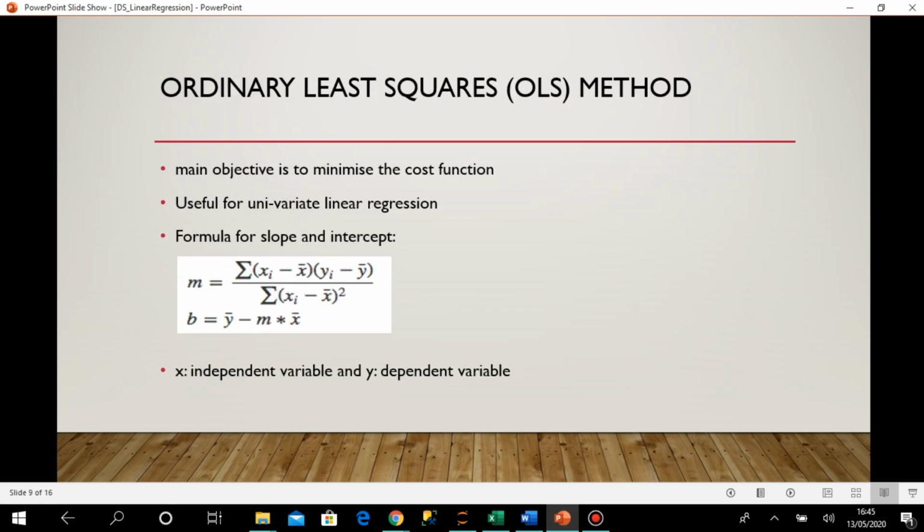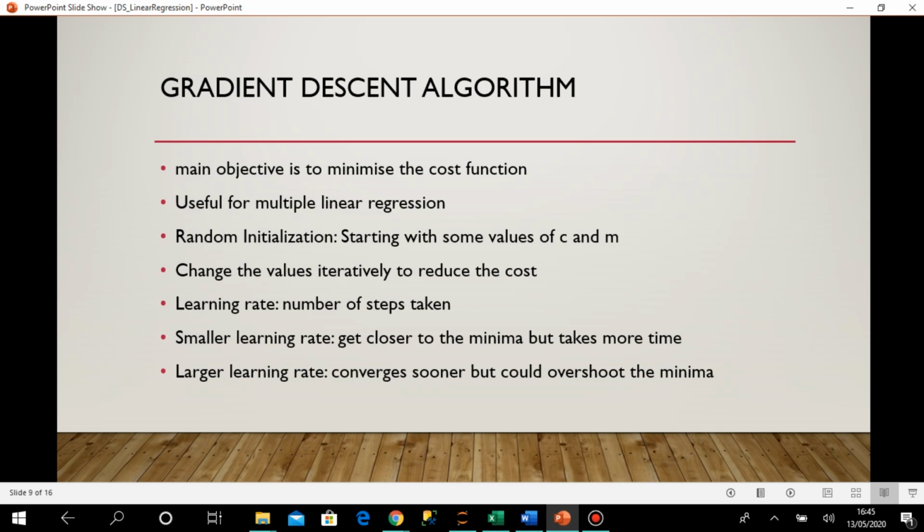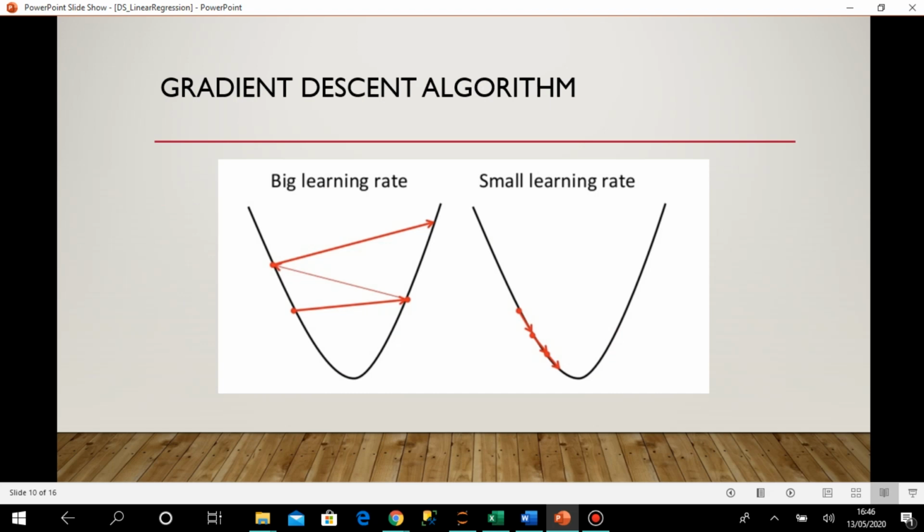Actually, the formula we have used is okay for a single value of x, but when there are many x, that means we have x1, x2, x3, x4, like many features, then we cannot use this method. So in that case, we'll go for this gradient descent algorithm. So how the process is done, I will go to the diagram first. Okay, so suppose it's kind of this type of structure.